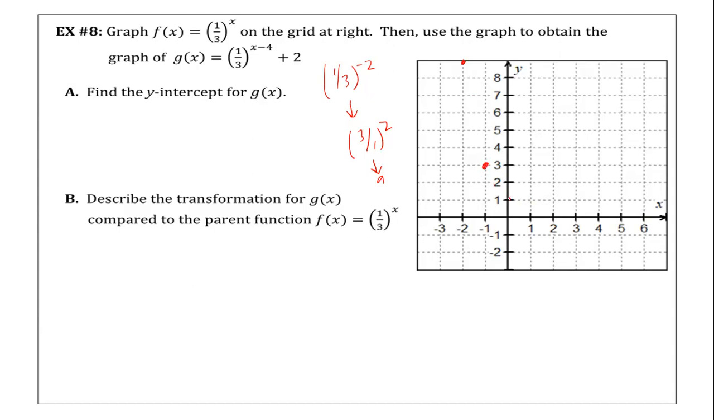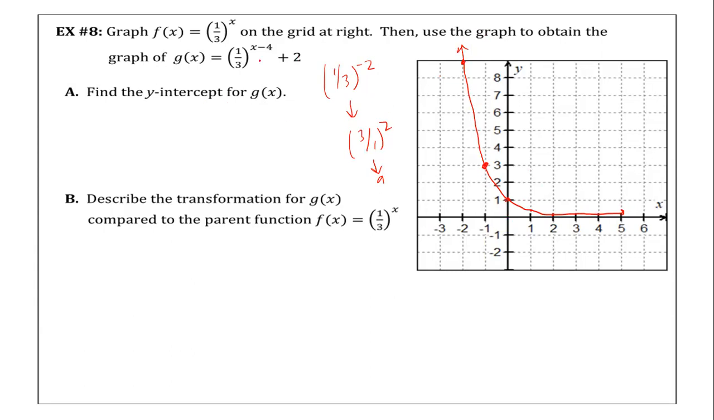All right, anything to the 0 power is going to be 1. And then 1/3 to the 1 is 1/3. 1/3 to the second is 1/9. It's going to get closer and closer to the axis. Okay. All right. So the y-intercept here is (0, 1).